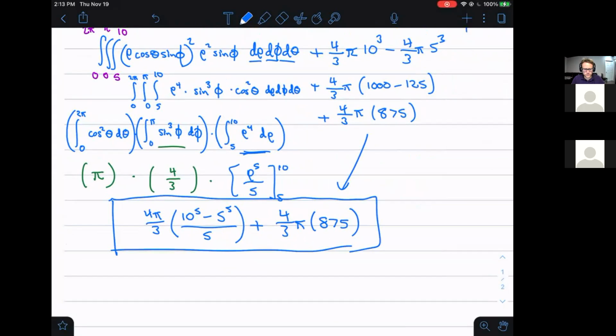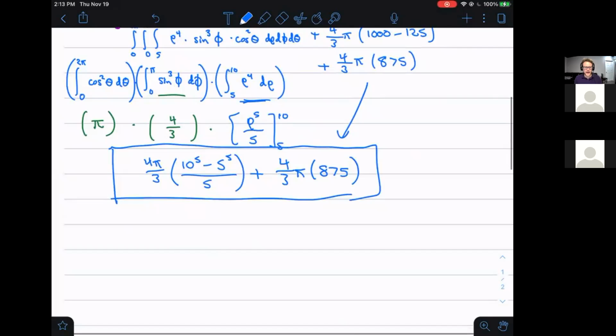Of course, if you had to turn it into like a D2L answer or whatnot, you could factor out the 4/3 pi and evaluate 10 to the 5th minus 5 to the 5th over 5, then add the 875, and then take that result and multiply it by the 4 pi over 3. So this would be a way to enter it into D2L if one was so inclined.